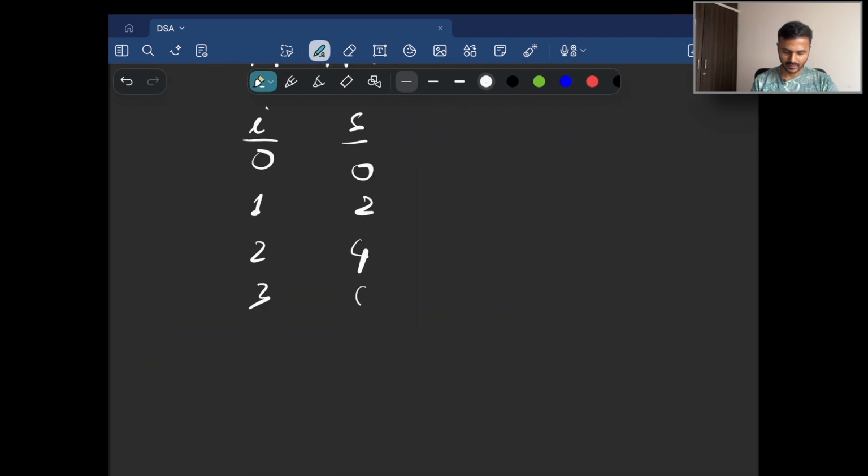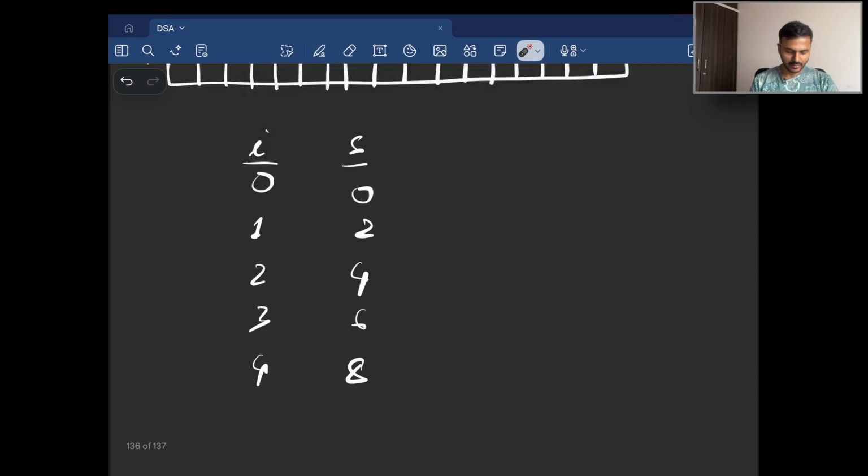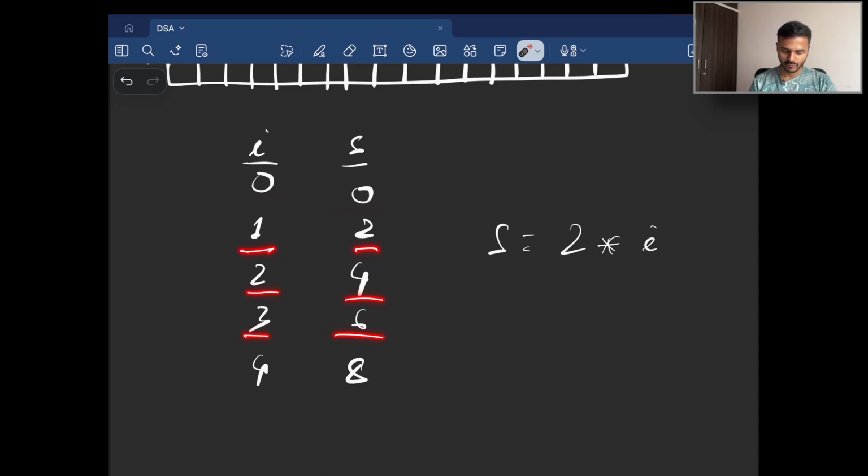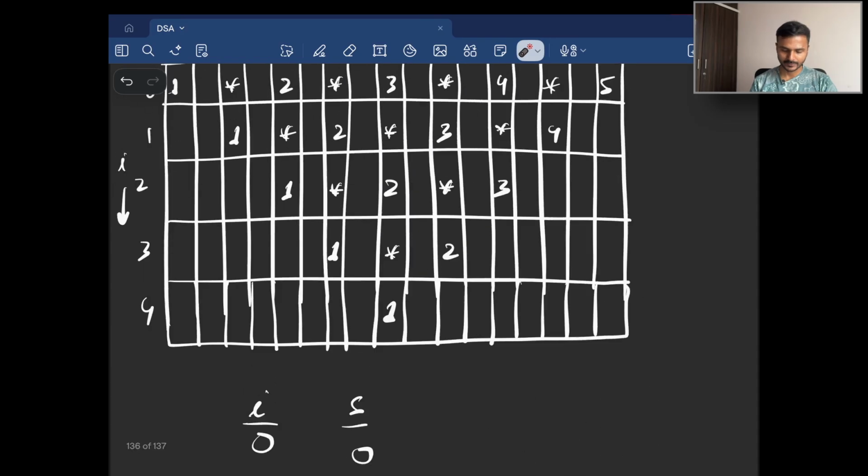So when I is 3, 6 spaces. I is 4, 8 spaces, right? Now, if we try to find a relation between I and S, that is pretty simple. The number of spaces that we are supposed to print is just twice of I, right? So I is 0, spaces is 0. 1, 2, 2, 4, 3, 6, and 4, 8, correct?